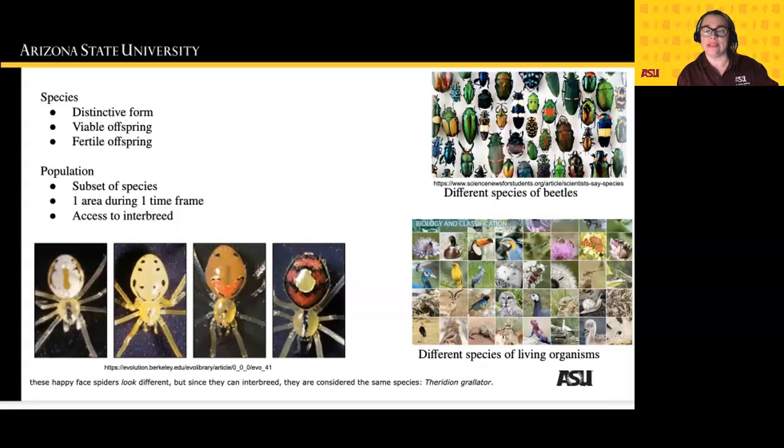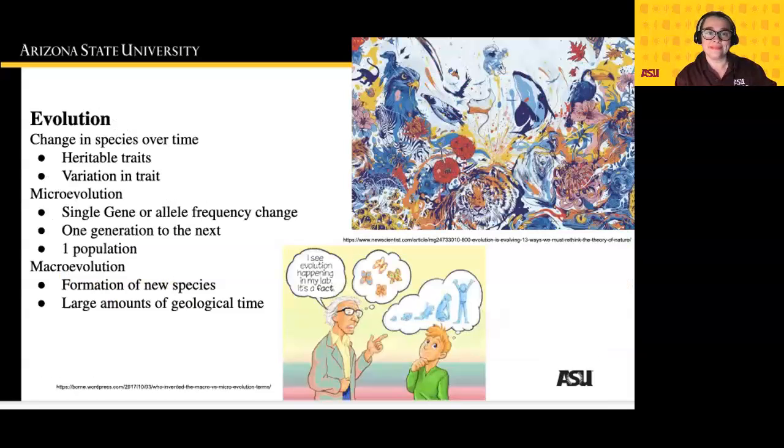So all of the organisms of one type make up the species, and each subset of that species living in one area at the same time is known as the population. If we look at the image in the bottom left corner, we see a series of happy-faced spiders. They are all the same species of spider, but they are individuals from various populations of the species. In other words, each type of spider is found in a different habitat or area.